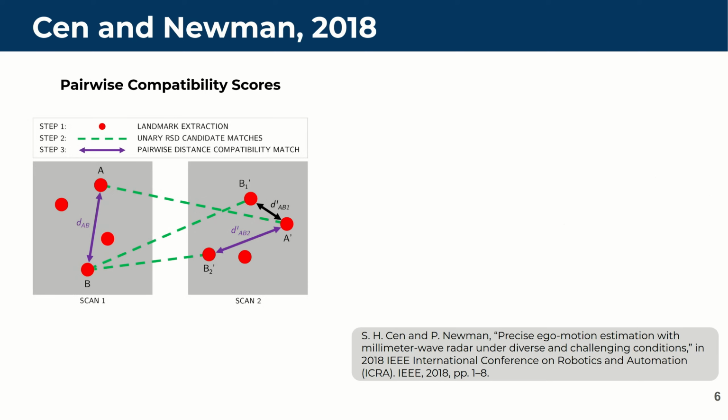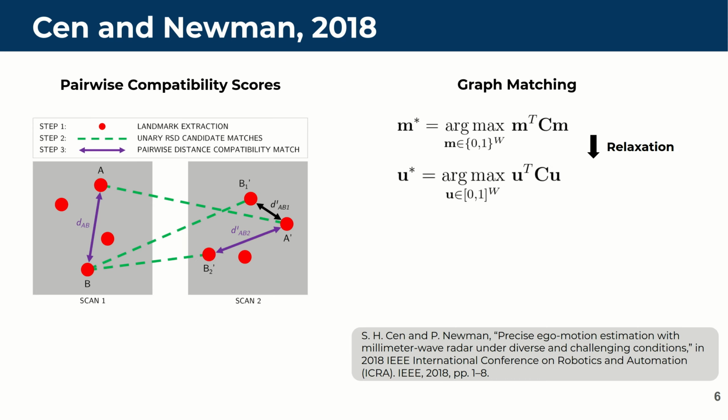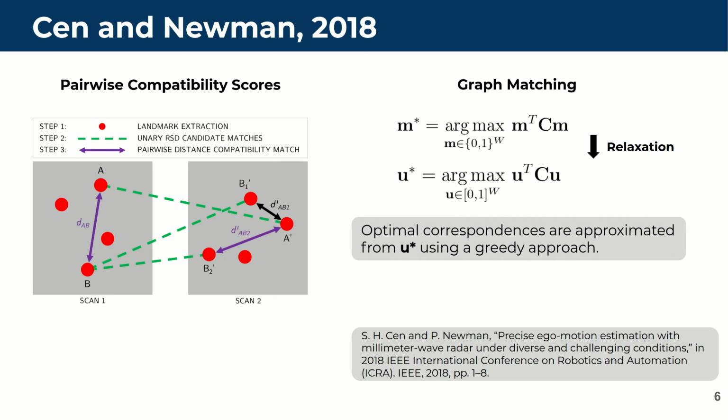A compatibility score is computed between each pair of matched features in order to create a symmetric compatibility matrix C. They then formulate finding the optimal data association as a graph matching problem, as shown in this equation, where each entry in the vector m is either 0 or 1 corresponding to a valid match. They relax this problem by replacing m with the vector u, where each entry is within the interval between 0 and 1. After solving for u star, they approximate the optimal solution using a greedy algorithm. The final SE2 transform is then estimated normally.